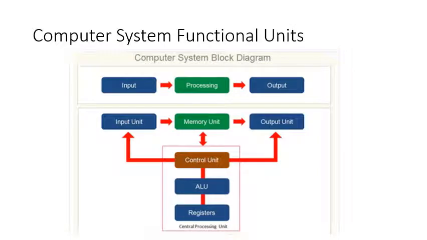Now, let us discuss the computer system functional units. In computer organization and architecture, the computer system can be classified into a number of functional units. This classification is based on the specific functions performed in the computer system. The basic functional units of a computer system include the input unit, central processing unit, control unit, arithmetic and logic unit, and output unit. Let us discuss these functional units one by one.